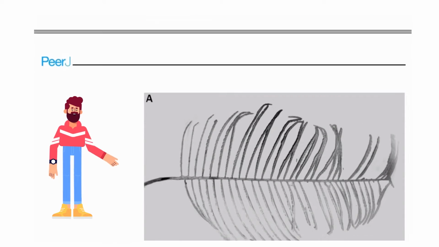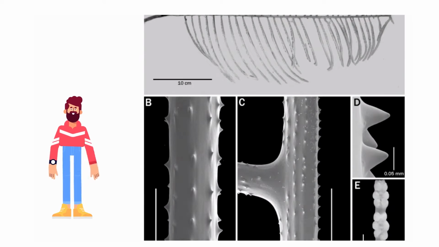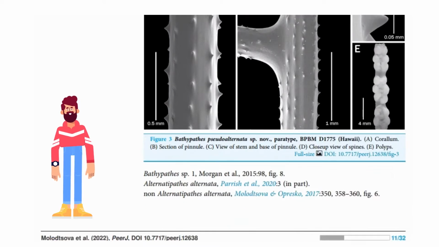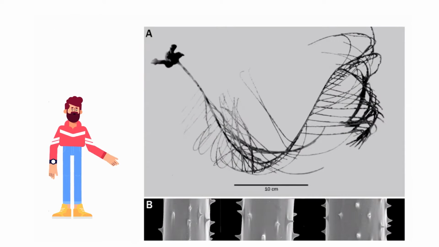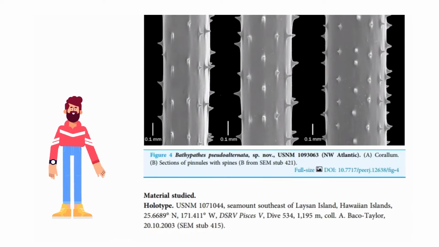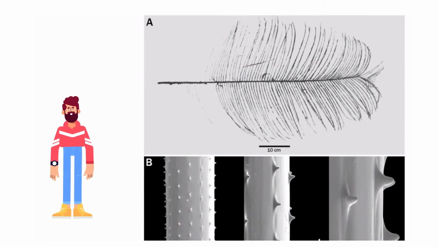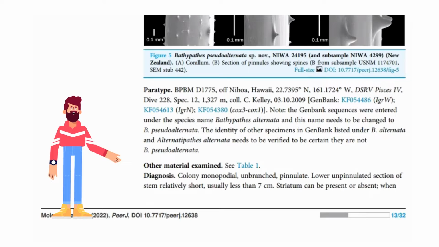There is an urgent need for a formal description of this misidentified and widely distributed species to avoid further confusion, which is the purpose of this study. The new species is superficially similar to B. alternata, in having a monopodial corallum and simple bilateral and alternately arranged pinnules. However, it differs from the former in that it has an upright corallum with a straight pinnulated part, pinnules of uniform length and density, and a constant distal angle formed by the pinnules and the stem along different parts of the corallum. The new species can therefore be easily distinguished from B. alternata in underwater imagery.